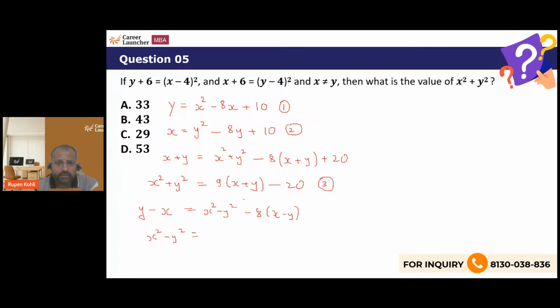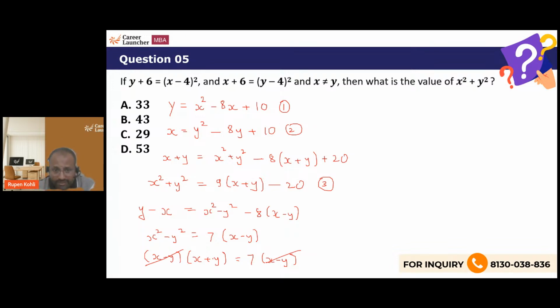This thing comes over here, 7 times of x minus y, because 8 into x minus y comes over here, and plus y minus x. So 7 times. All right. So x square minus y square, that is x minus y, x plus y, a simple factorization we know, equals 7 times x minus y. Now we know for a fact that x is not equal to y. That's a good thing, because now we can cancel the factor x minus y on both sides. And that exactly does the job for us.